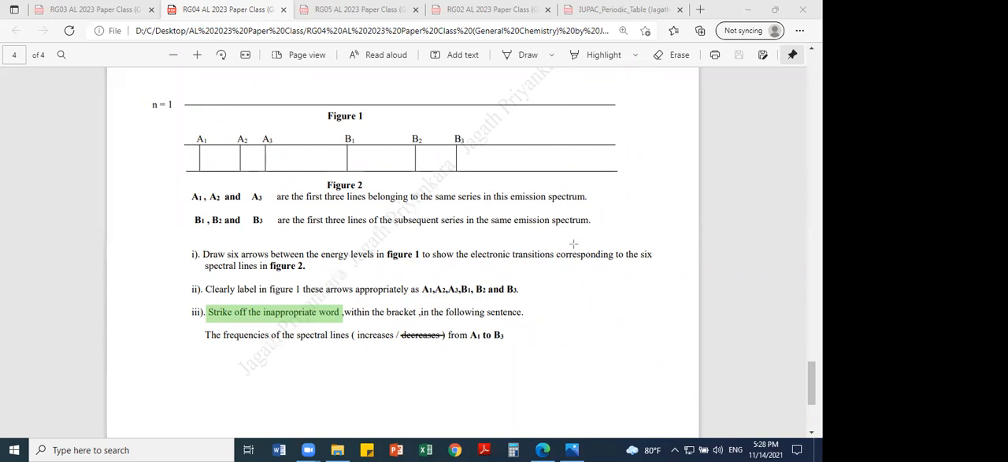Is that clear? Please raise your hand those who got the last question, part 3, correct. In this one, this is actually a passable question. They ask you to clearly label. Here the first two parts, check. You have to label it. Clearly label and draw the 6 arrows. Draw 6 arrows to show the electron transition and label them as A1, A2, A3.